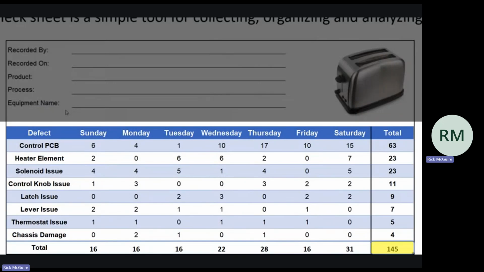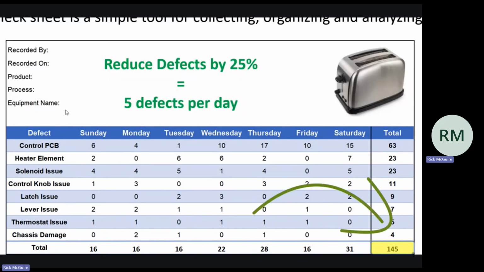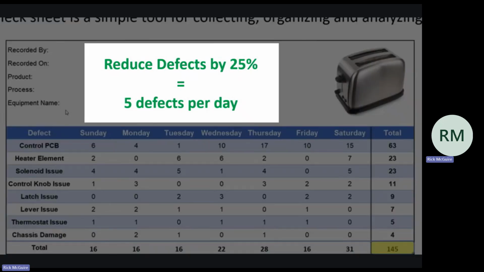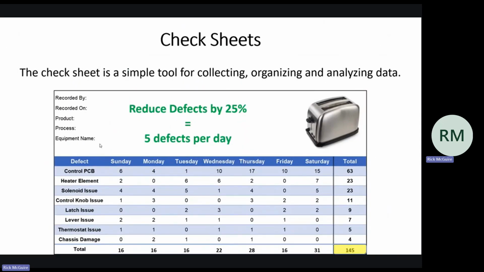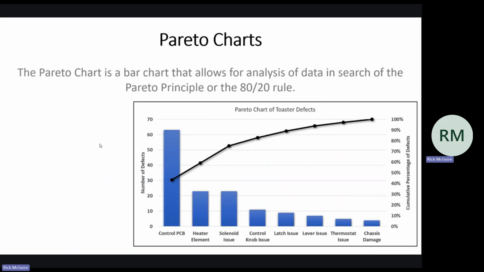I want to improve our target. So we originally said we want to reduce defects by 25%. Well, now that we have a little bit of data, we can actually create a target. So we have 145 defects across a whole week. That's 7 days. That means we're averaging about 20 to 21 defects per day. Now, if we can reduce that by 25%, we will eliminate 5 defects per day. Now, we obviously can't focus on all these defects. So the real question is, how do we know what to focus on? And that's where the Pareto chart comes into play.